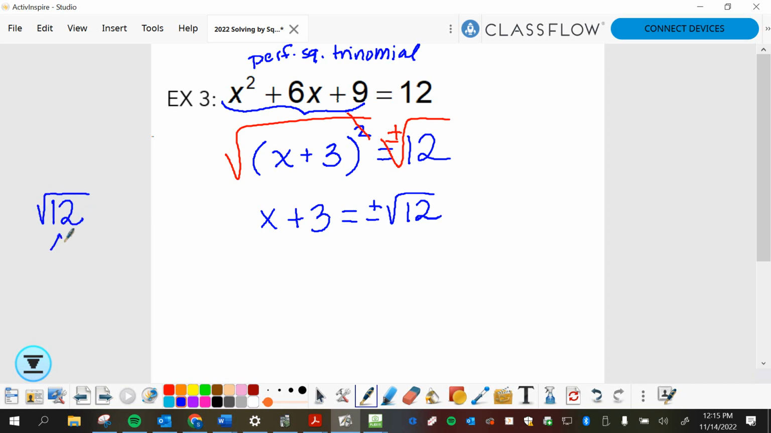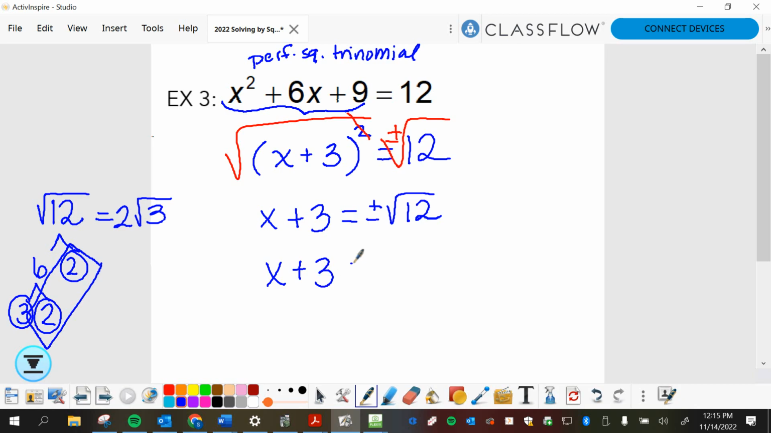All right. 12. That's not too bad. 6 and 2. 2 is prime. 3 and 2. I got one pair of 2's. So I can pull out the 2 in front of the square root, and stuck under the square root is a 3. So this is going to be x plus 3 equals 2 square root... I'm sorry, what am I forgetting? I'm forgetting my plus and minus. Can't forget that.